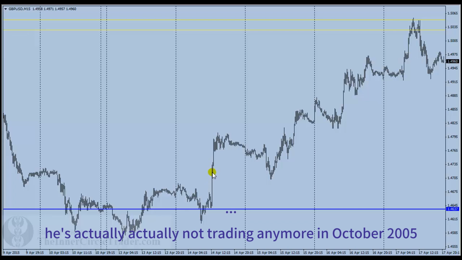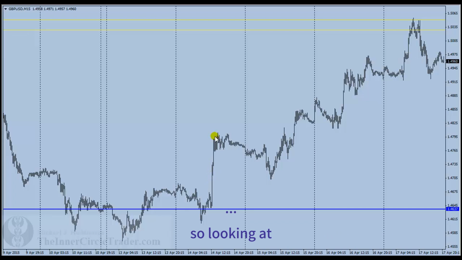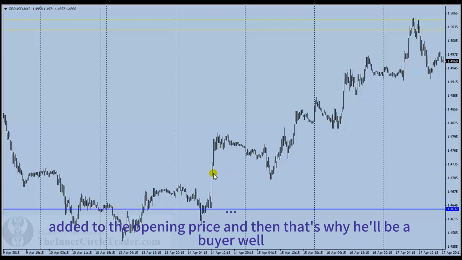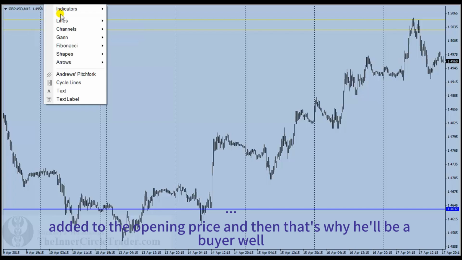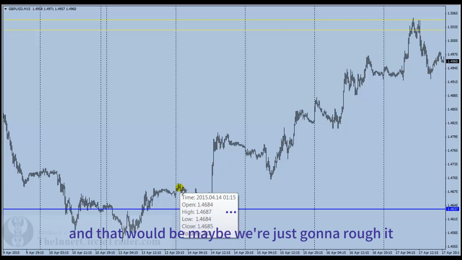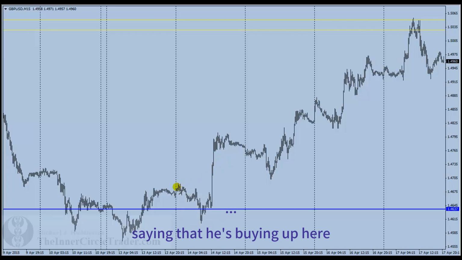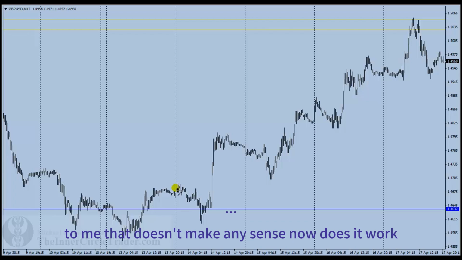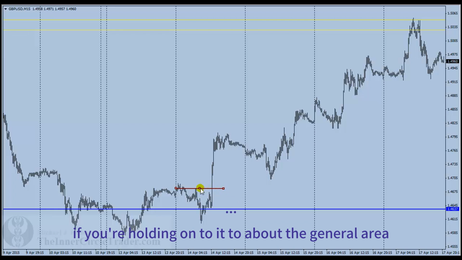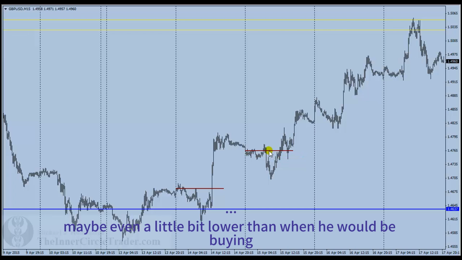To me, that doesn't make any sense. Now, does it work? Sure. In this case, it does. But it comes right back down to, if you're holding on to it, about the general area, maybe even a little bit lower than when he would have been buying. My question is this: why wouldn't it be more likely to, let's say we use this level right here, and again, it doesn't have to be that precise to really communicate the effectiveness of it.